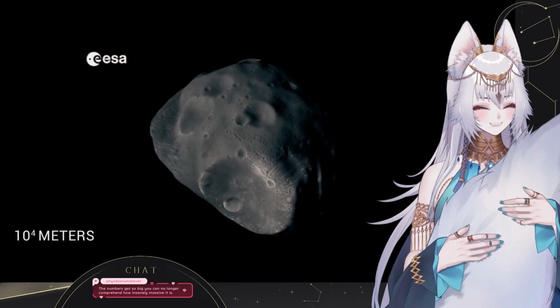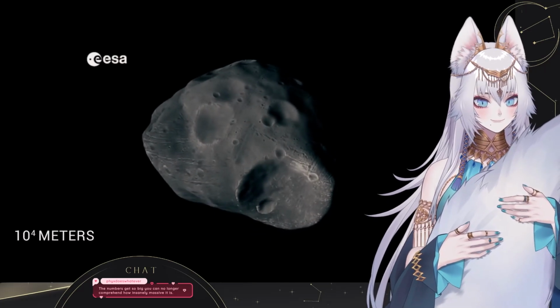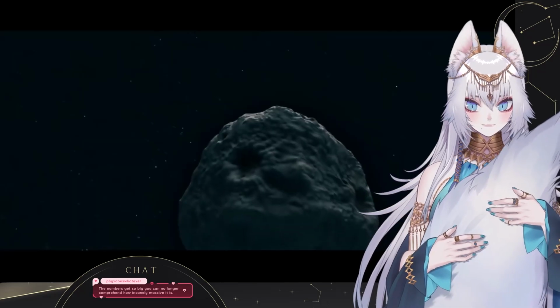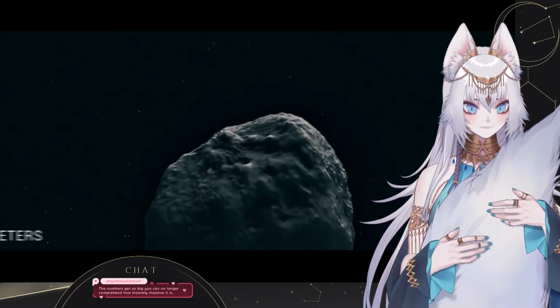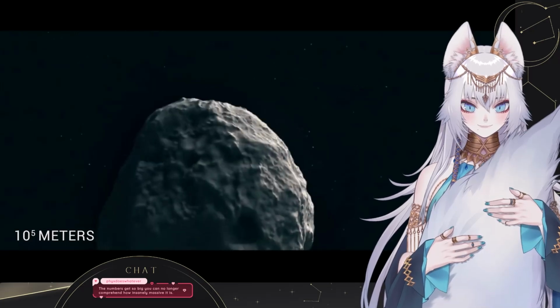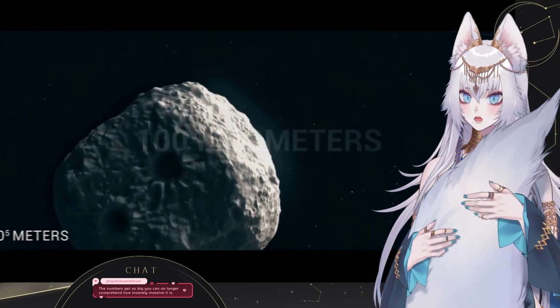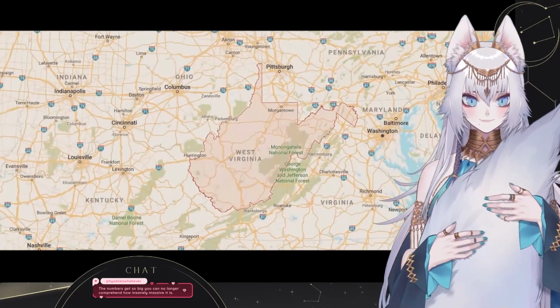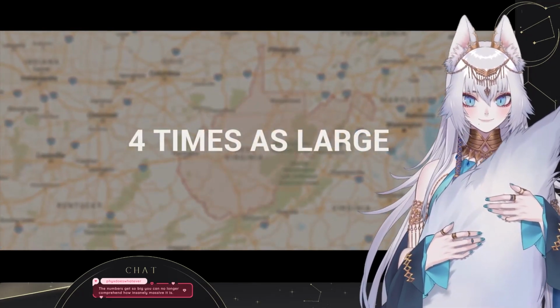Clocking in at 11,000 meters is Phobos, Mars' largest moon. Fun fact, one day it's going to crash into Mars, so if we're going to colonize it, we should probably find a way to deal with it. With an order of magnitude of 5, we have Hydra, one of Pluto's moons. It's only 100 kilometers across. The state of West Virginia in the United States is actually 4 times as large.